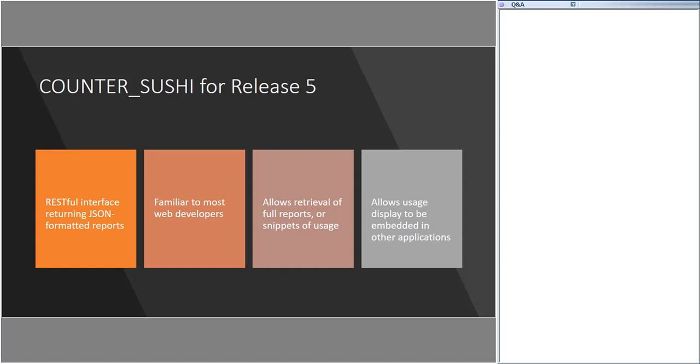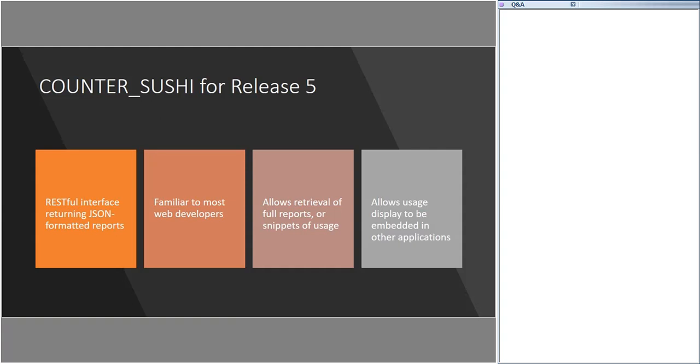Which leads us to SUSHI, or because it's COUNTER's implementation of SUSHI, COUNTER SUSHI. So for release 5, it will be different. And it's stemming from the work of the NISO SUSHI Standing Committee and a working group they have on what they call SUSHI Lite. And SUSHI Lite is reimagining SUSHI not as an XML SOAP-based, a simple object access protocol that returns XML, but a new, more modern, what's called a RESTful interface that returns JSON.